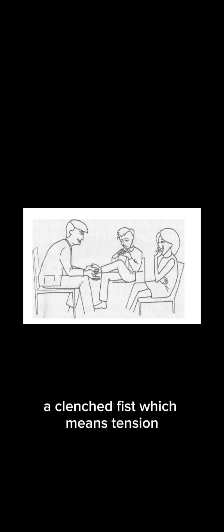The woman is sitting back in her chair with her legs crossed away, which is defensive. She has a partial arm barrier, which is defensive, a clenched fist, which means tension, her head down, and is using a critical evaluation gesture.